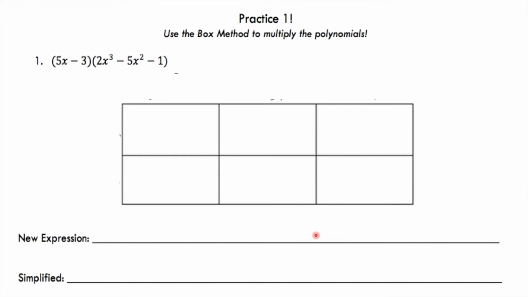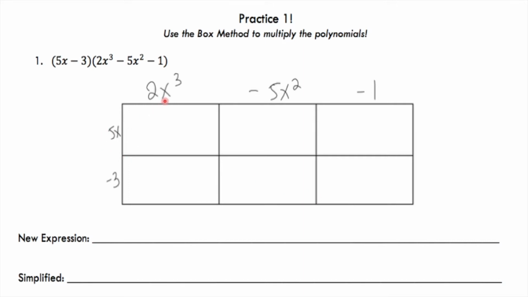So like I said, I'm writing the pieces on the box first. So I have my second trinomial. I said I'm always putting the second one on top and the first one on the side. So I have 5x minus 3 on the side, and then my trinomial 2x cubed negative 5x squared minus 1. So now I'm going to go ahead and just multiply across in each row to get my final terms.